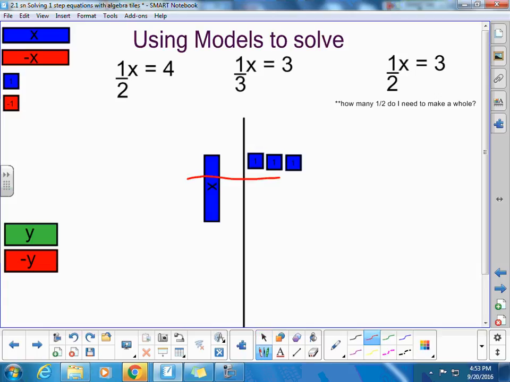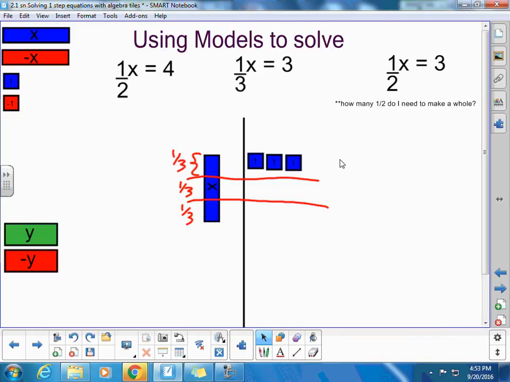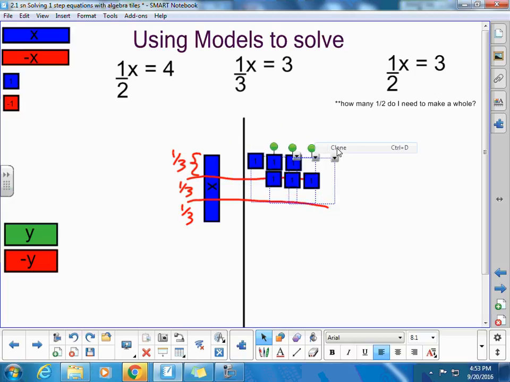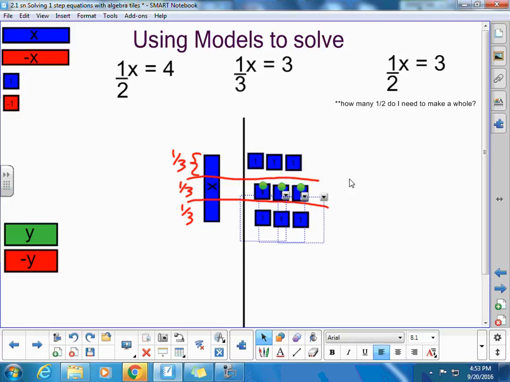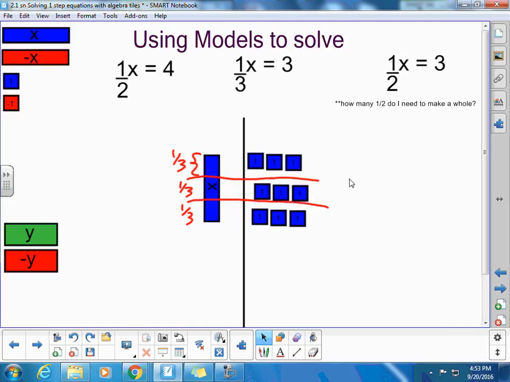So let's see. If I cut this x into 3 pieces, this piece would be a third of the x. This piece would be a third of the x, and this piece would be a third of the x. So if a third of the x equals 3, then this third of the x would also equal 3, and this third of the x would also equal 3. So altogether, I don't want to know 1/3 of an x. I want to know the whole x.